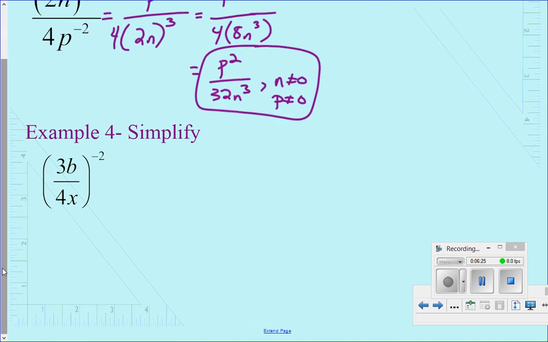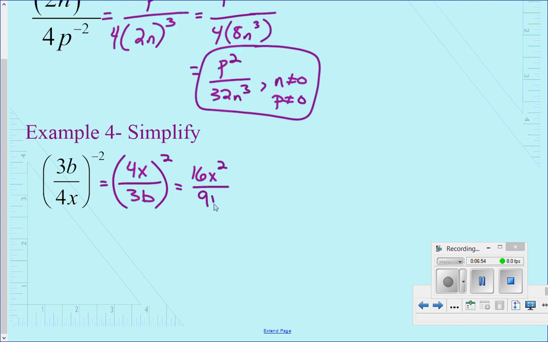So the next one's similar, except the negative exponent is applied to the entire fraction. The base is a fraction, which means we need the reciprocal of the whole base. So the numerator becomes the denominator and the denominator becomes the numerator. And when we get the reciprocal of the base, we then change the exponent to a positive 2. So then from there, I just square the quantity 4x, which is 16x squared. And I square the quantity 3b, which is 9b squared.